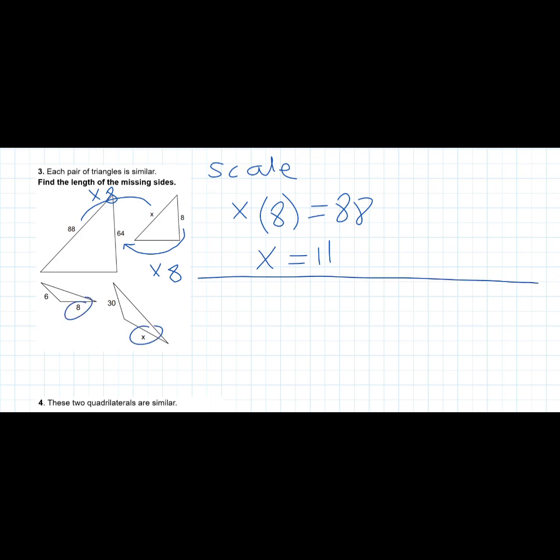For the other pair, I can set up a proportion if I want. So x divided by 8 is equal to 30 divided by 6, the corresponding sides. By solving this, like in our first question, I can get that 30 divided by 6 times 8 is 40.